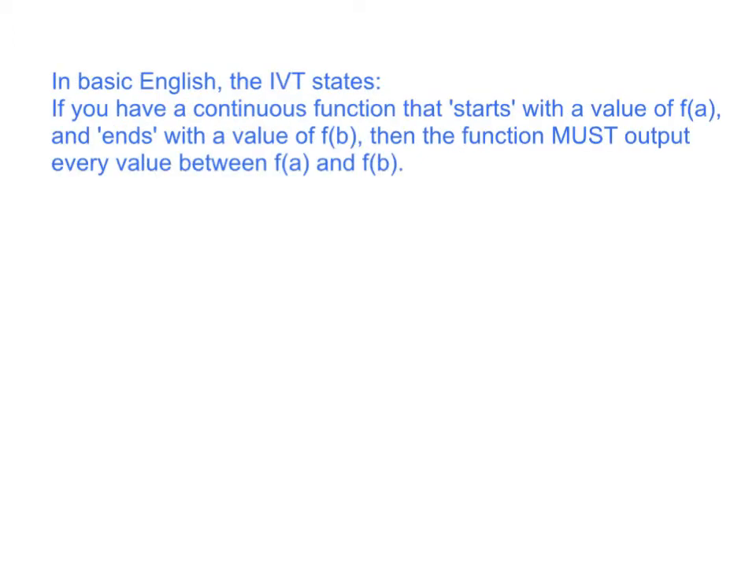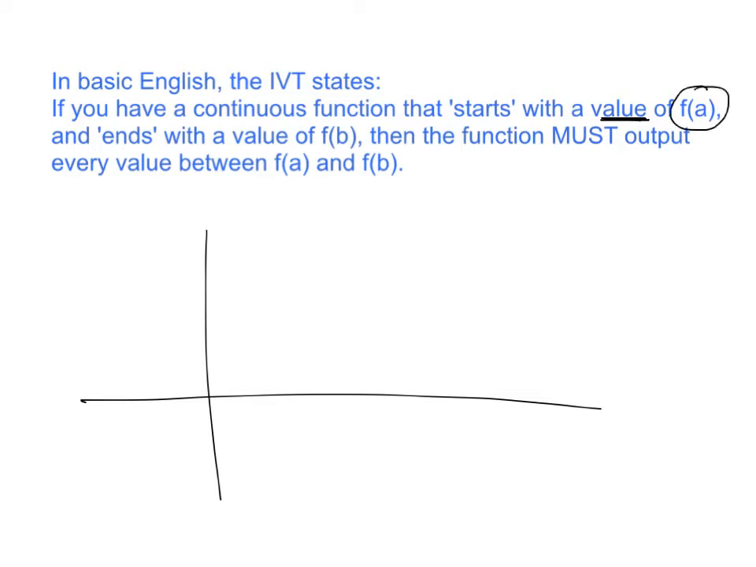What it says in basic English is that if you have a continuous function that starts at some value, and I'm going to try and sort of draw this for you. So suppose you've got a function that starts with a value of f of a. Now what do I mean by that? Think about what the word value means, right? If a function has a value, that means that's its output. And in particular, when I say f of a, that means somebody plugged in a. It means the x-coordinate was a, and what they got back was f of a, right? So your function starts there.